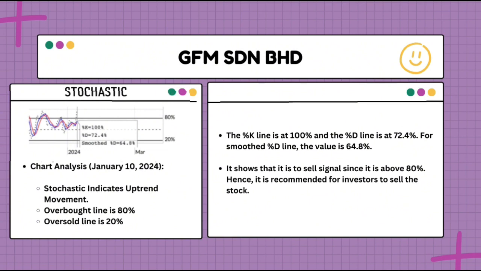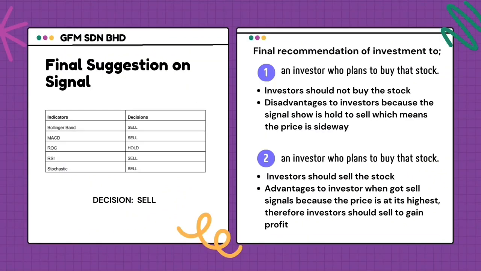On 10 January 2024, the %K line is at 100% and the %D line is at 72.4%. For the smooth %D line, the value is 64.8%. Based on the lines, it shows a sell signal since it is above 80%. Hence, it is recommended for investors to sell the stock.